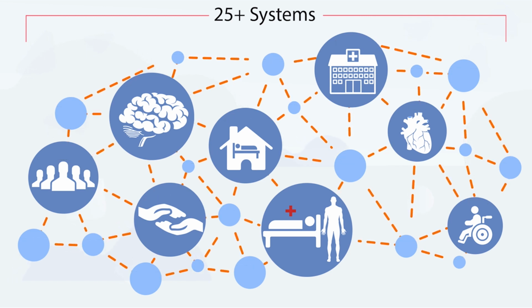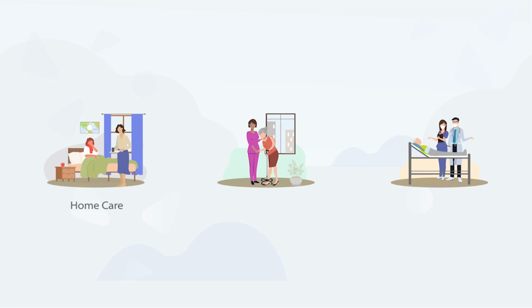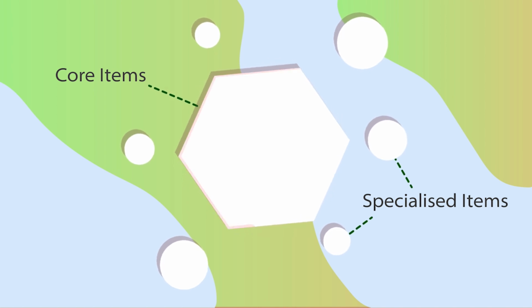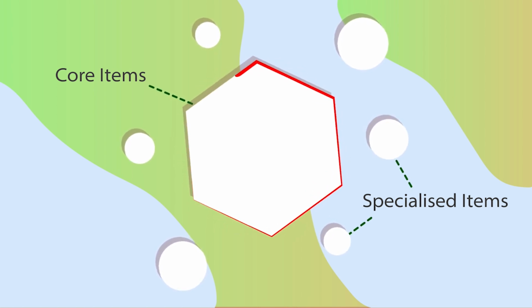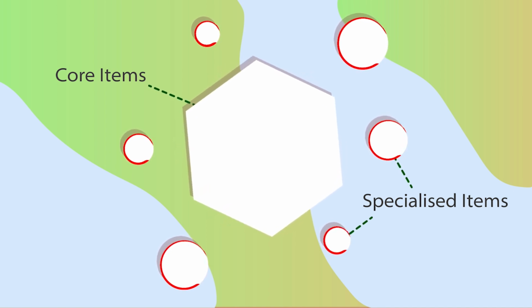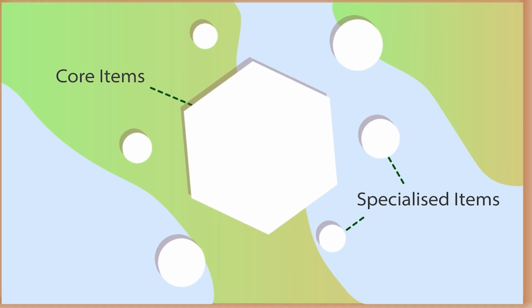interRAI systems are harmonised across all care settings, thus facilitating integrated and continuous care. Individual interRAI assessment systems are designed for specific settings and populations. For example, home care, residential aged care, and acute hospital care. Each system contains a set of core items that are common to the majority of interRAI systems. These are supplemented by specialised items that are specific to groups of individuals or care settings.